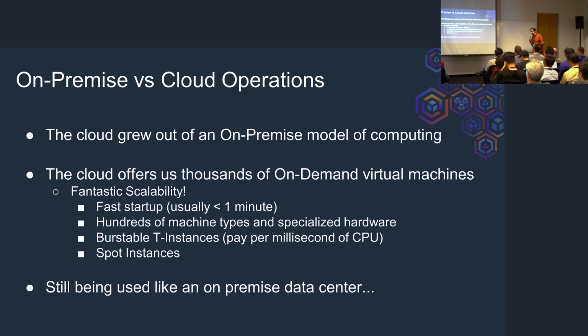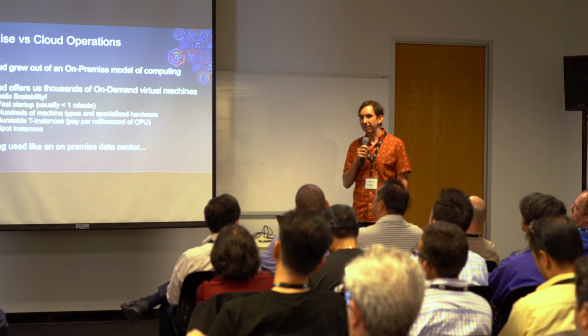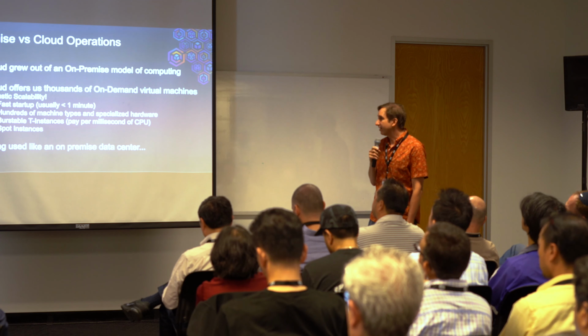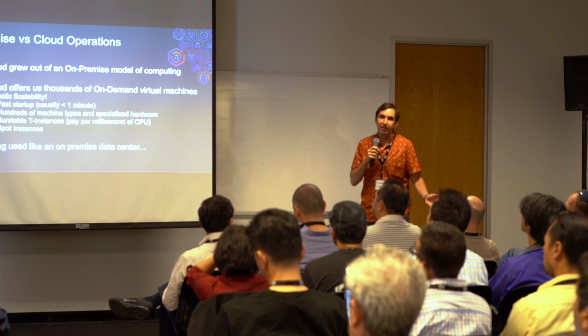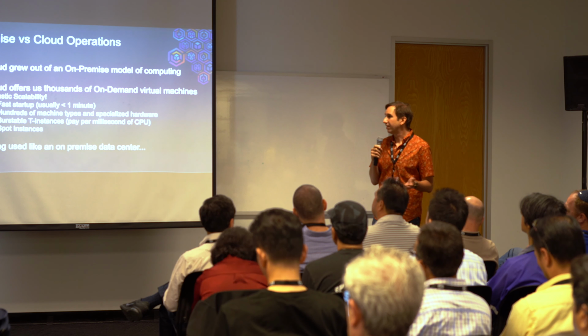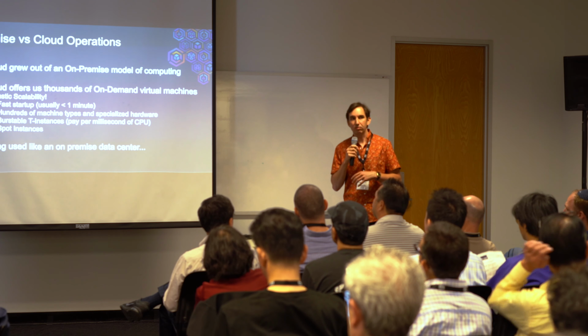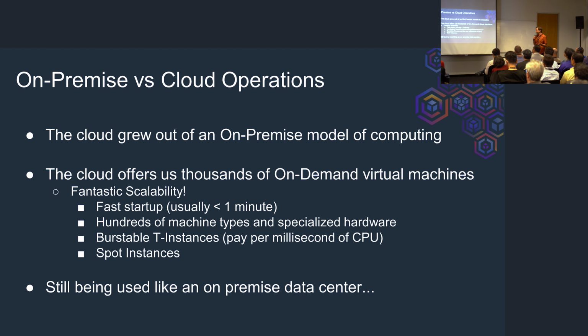These machines in AWS, it's a very nice cloud. They have fast startup times. You can usually get a machine up and running in less than 30 seconds, usually less than a minute. Tons of different machine types, specialized hardware. You have on-instance SSDs, GPUs. The burstable T instances, where you pay per millisecond of CPU used, are really great. I don't know another cloud where you have that functionality, and that can really help you control costs when you have bursty workloads, for example. And finally, spot instances, we all know, can help save you a ton of money, up to 80% on your cloud bills, if you can withstand some disruptions in your computing.